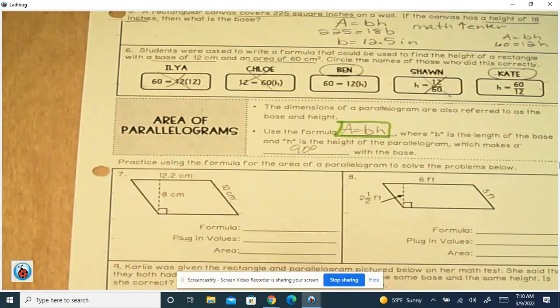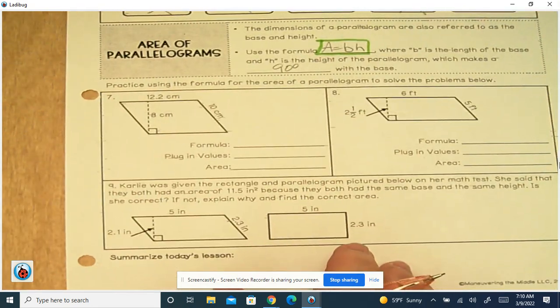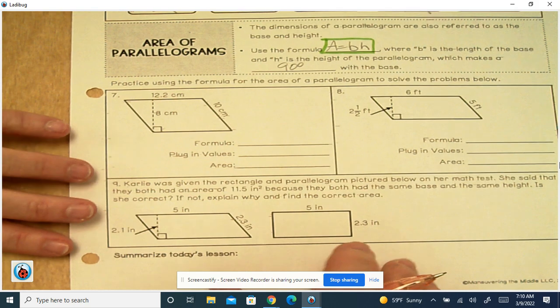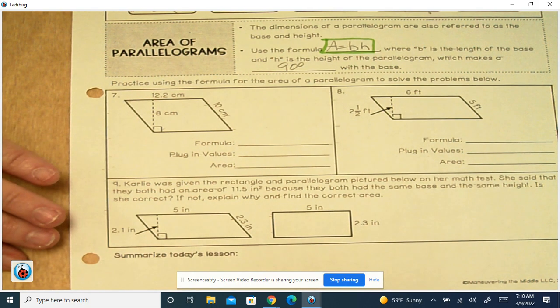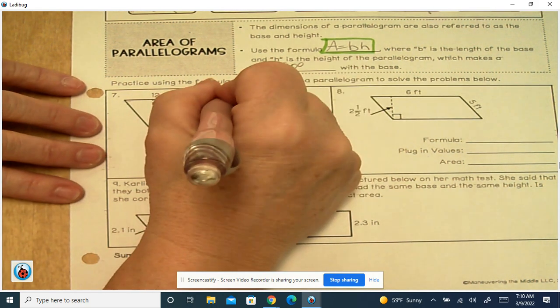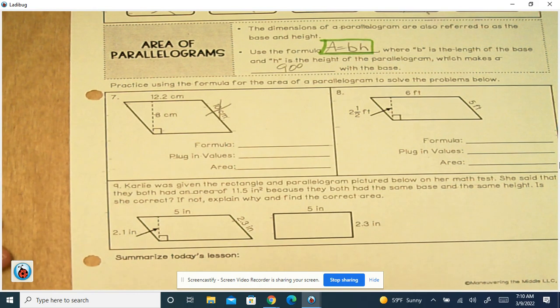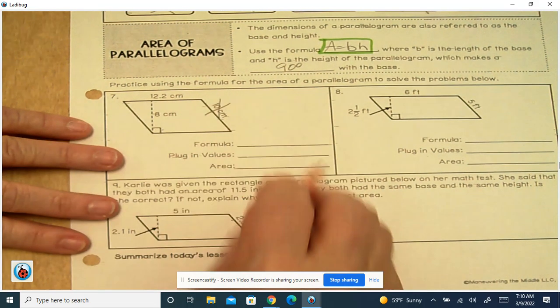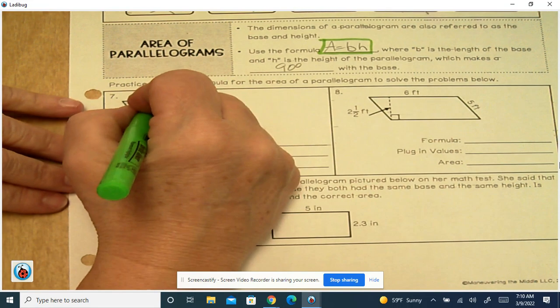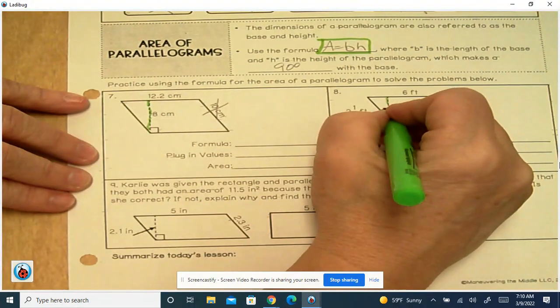All right, one of the strategies that I told the kids about was when doing this in the 7th grade, we don't deal with slants. So I told them to go ahead and mark that slant out so that they know they won't use it. And all heights are going to be dotted lines.